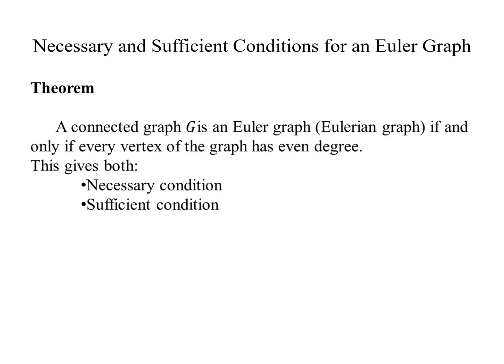And the next slide is the necessary and sufficient condition for an Euler graph. This is the main necessary and sufficient condition. A connected graph G is an Euler graph if and only if every vertex of the graph has even degree. This is the necessary and sufficient condition of an Euler graph.